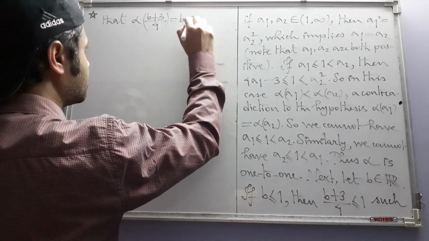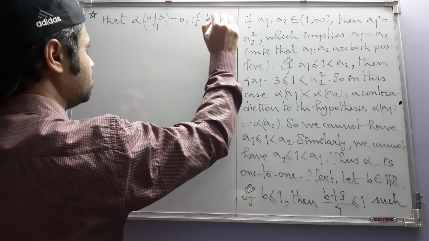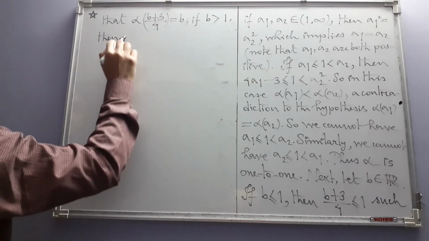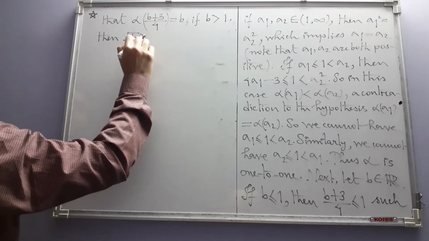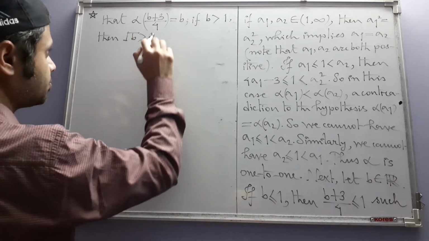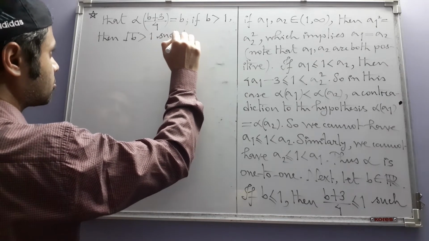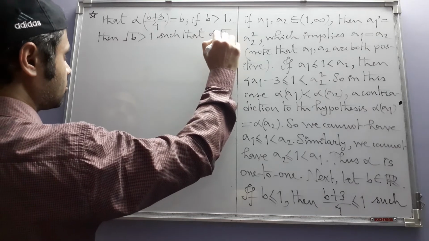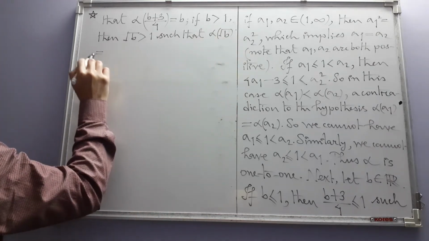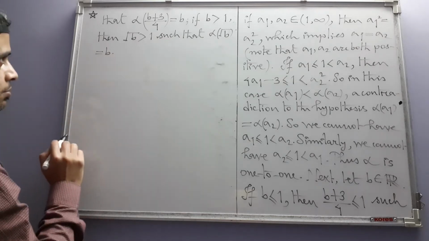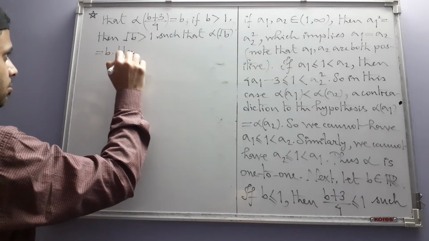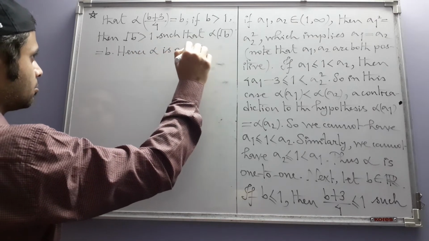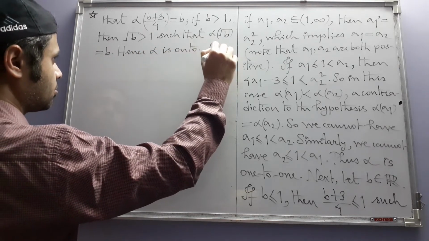On the other hand, if B is greater than 1, then the square root of B is also greater than 1, such that this is equal to B. Hence, alpha is onto also.